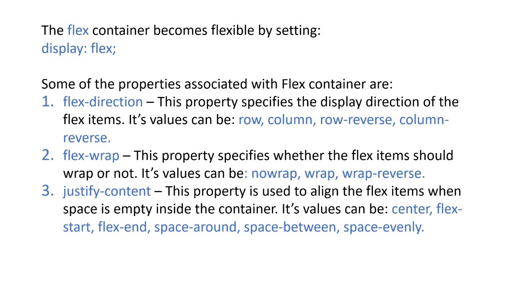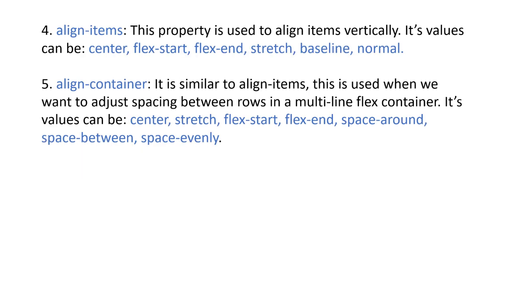3. Justify content. This property is used to align the Flex items when space is empty inside the container. Its values can be center, flex start, flex end, space around, space between, space evenly. 4. Align items. This property is used to align items vertically. Its values can be center, flex start, flex end, stretch, baseline, normal.